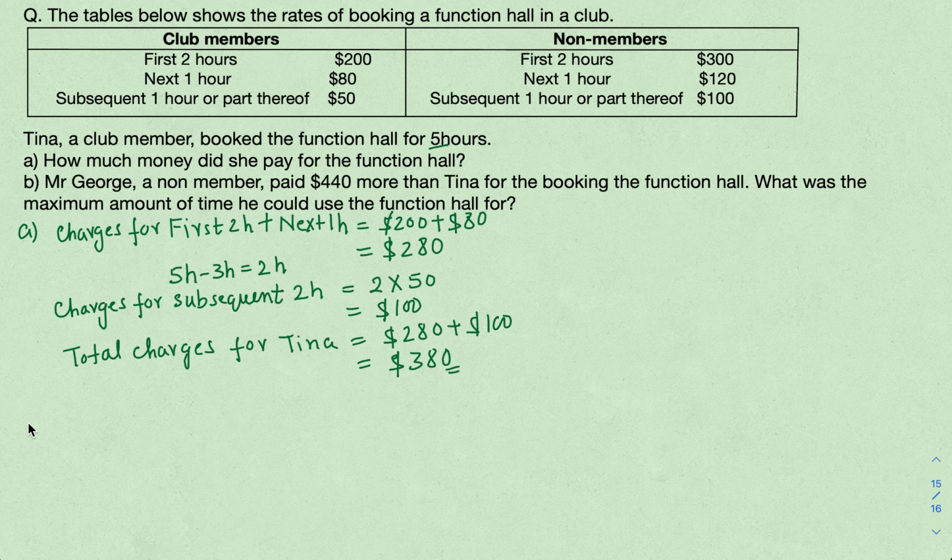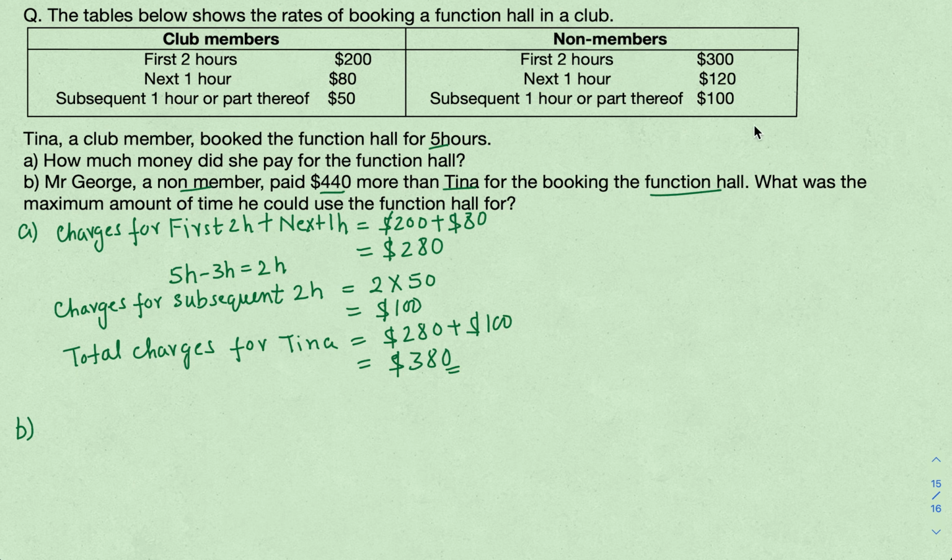Now let's move on to part B. Okay, now what it's saying is that Mr. George, a non-member, paid 440 more than Tina for booking the function hall. So now, since Mr. George is a non-member, the rates applicable for him will be this one and not this one.